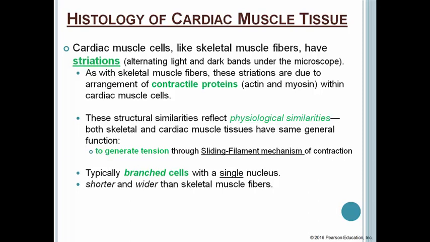And typically we see that the cardiac muscle cells, instead of having many peripheral nuclei like skeletal muscle, have one single nucleus and they branch, so again those contractile cells can allow the entire atria to contract and then the ventricles after that. We know that they are shorter and much wider cells than the skeletal muscle fibers. So, some similarities but some differences between cardiac and skeletal muscle.